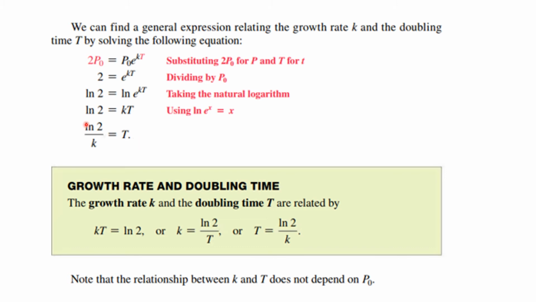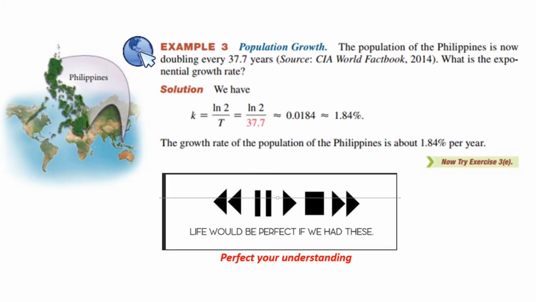So t is equal to ln of 2 over k. And here is an expression for how the growth rate and the doubling time are related, by all 3 of these equations. And note, importantly, that it does not depend on P0.